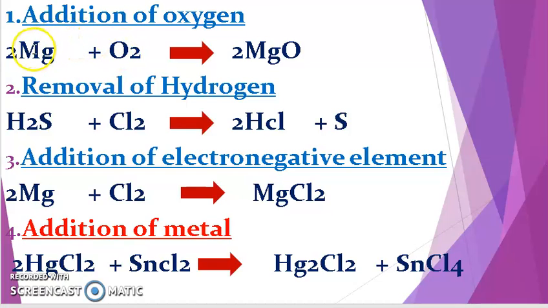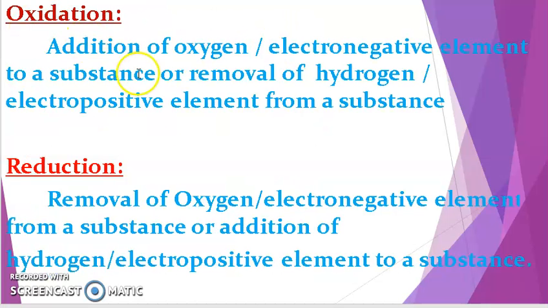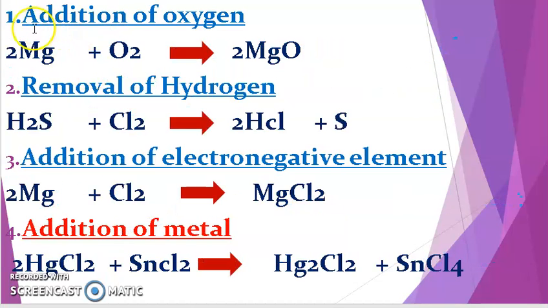What are the options? First they gave 2Mg plus O2 gives 2MgO. What is happening here? In this reaction, an oxygen atom is being added. So 2Mg plus O2 gives 2MgO, which is an addition of oxygen. According to the definition, addition of oxygen is an oxidation reaction. It won't be a reduction, so it is not the correct answer.